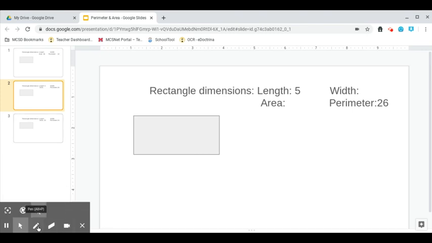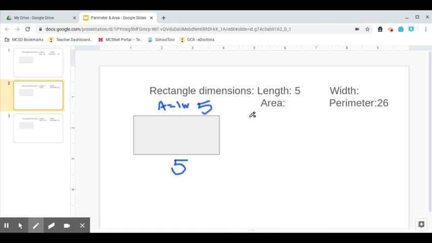Okay, now again, we know area equals length times width. And so we're going to find out what the area is based on the length. So I'm given the length, so I know this is 5 and this is 5. So I know somewhere my area is going to be 5 times something. I just don't know what that something is yet.